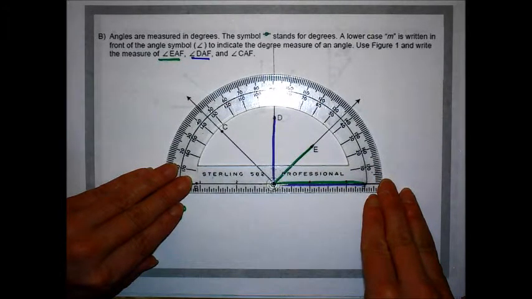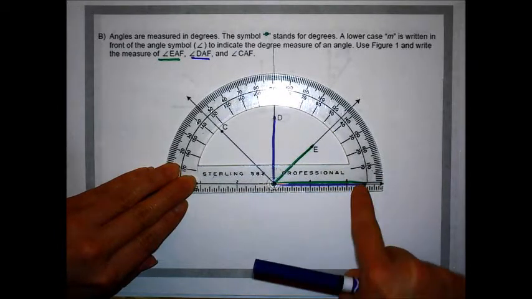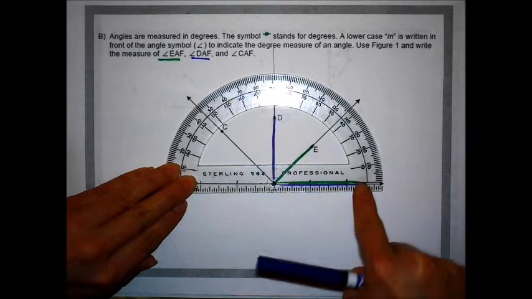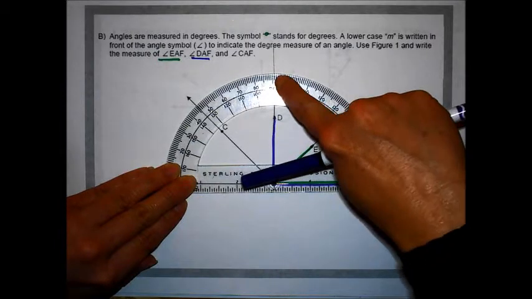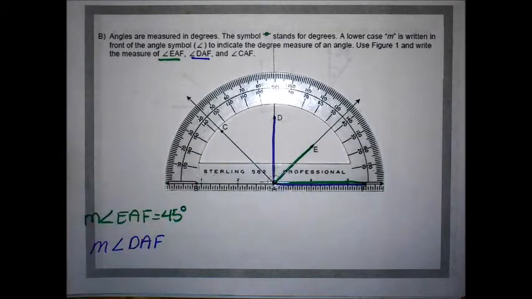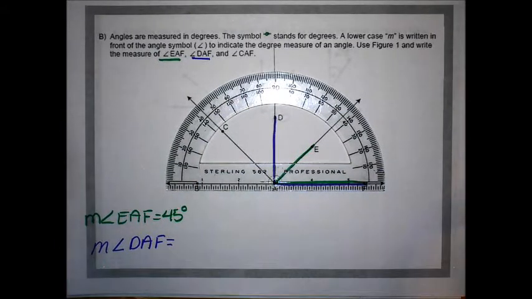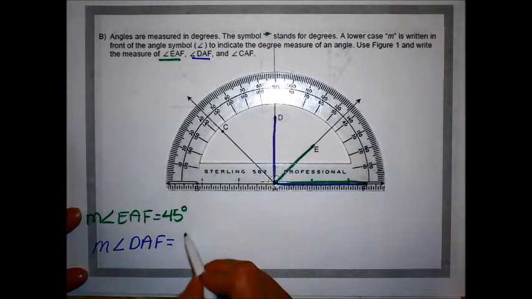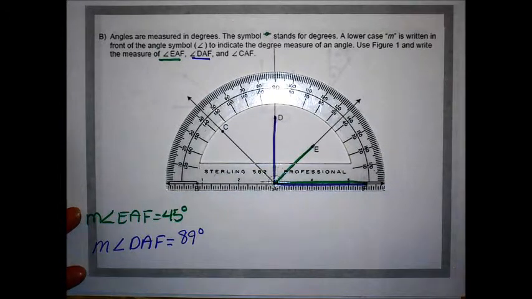Going to line it up again. I'm still using my inside numbers because I'm starting at 0. And I notice mine crosses at about 89 degrees. So I'm going to say the measure of angle DAF is 89 degrees. Remember that I will accept 3 degrees difference, either higher or lower than the answers that I get.